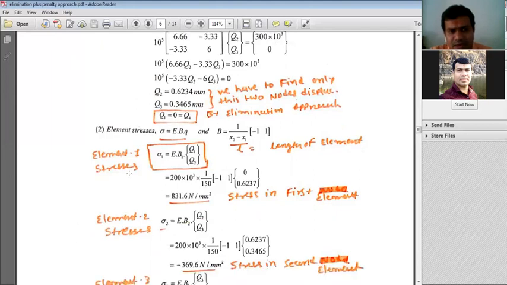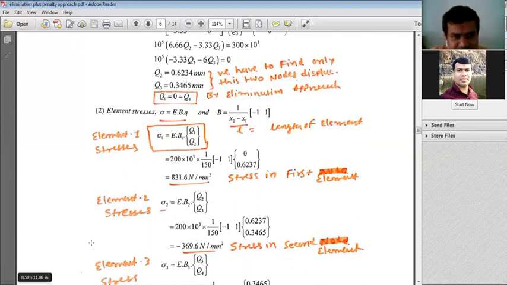Now, another thing you have to find out is stresses. Stresses you have to find out only for elements. We have only 3 elements, right? 4 nodes and 3 elements. So displacement you have to find out for all four nodes. Similarly, you have to find out stresses in all three elements. Displacement for node and stresses for element. Keep in mind that you are finding displacement for nodes. You have four nodes in this example and three elements in this example.